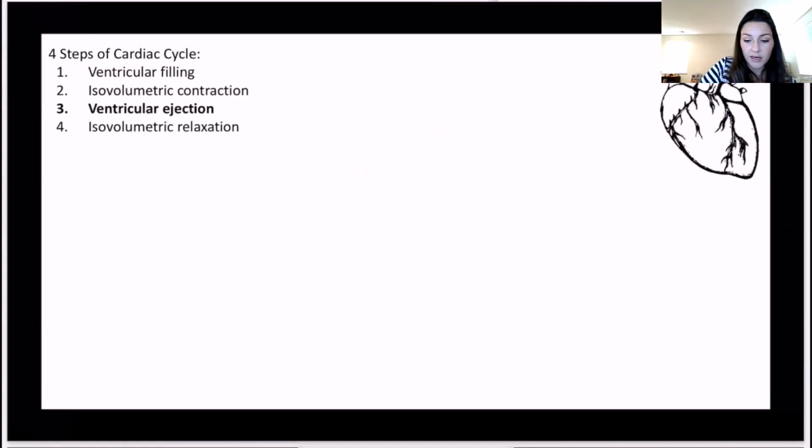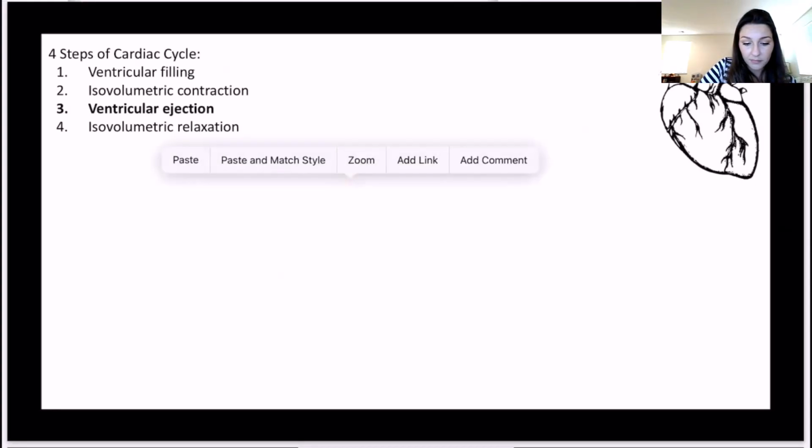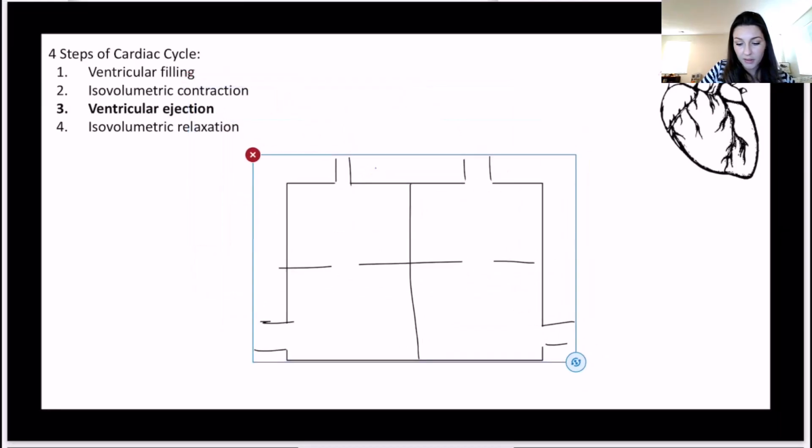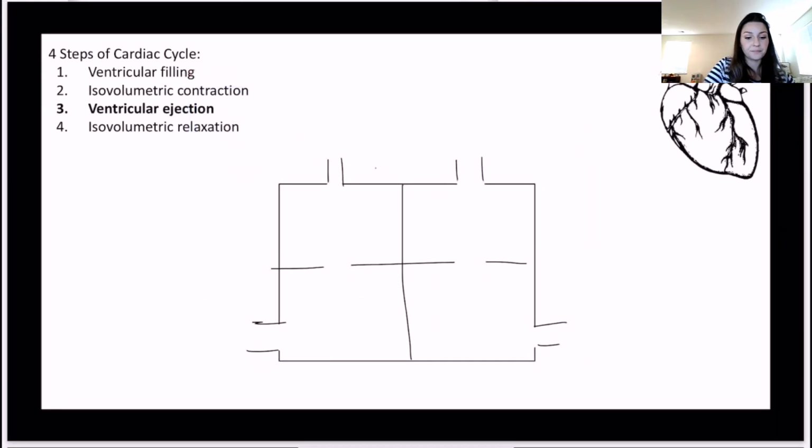Alrighty, so now we have our same situation, our vessels coming and leaving the heart, our valves, all the things. This stage is called ventricular ejection. To eject something means blood is leaving. So blood leaves the ventricles.